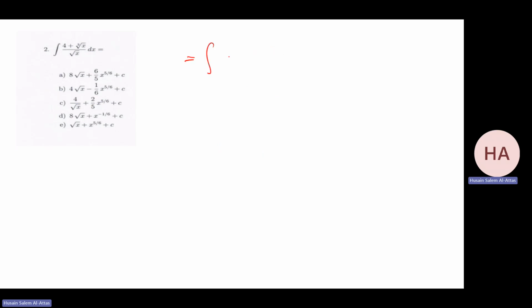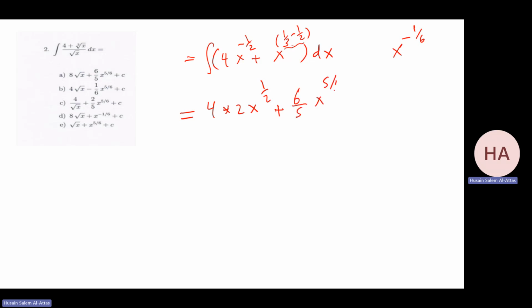Simplified, that will be integral of 4 x to the power minus half plus x to the power 1 over 3 minus half dx. That gives me what? Add 1, that will be 4 times 2x to the power half. This is what? x to the power minus 1 over 6. Okay, so that will be what? Add 1, gives me 5 over 6. That will be 6 over 5, x to the power 5 over 6. Don't forget plus c. So it will be 8 square root of x plus 6 over 5, x to the power 5 over 6.